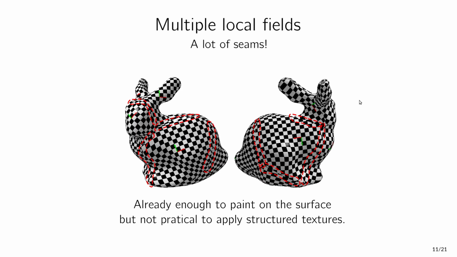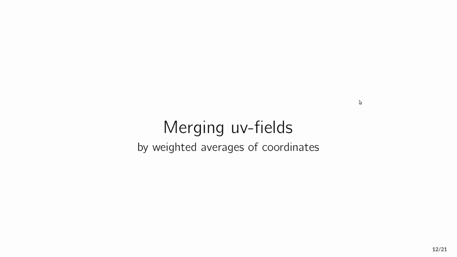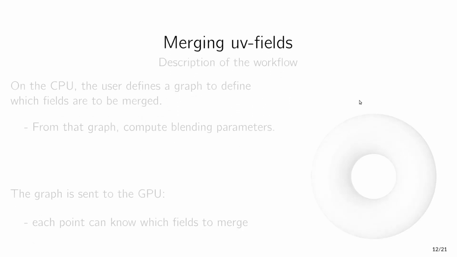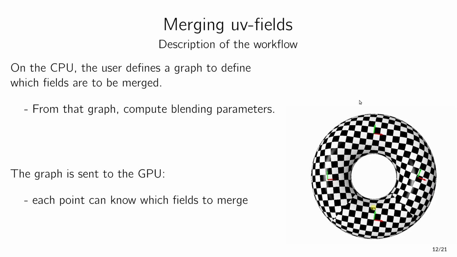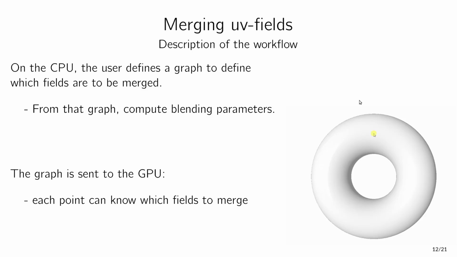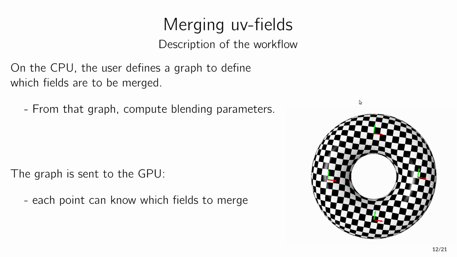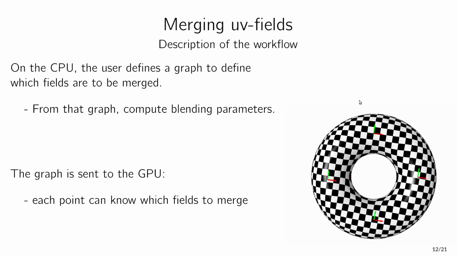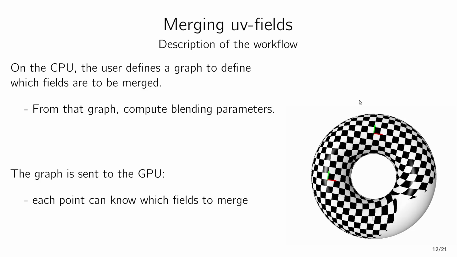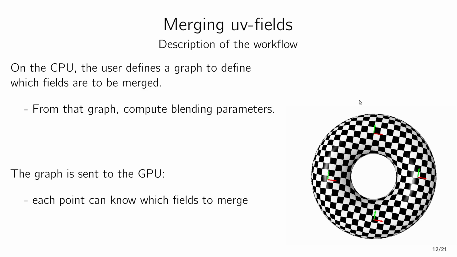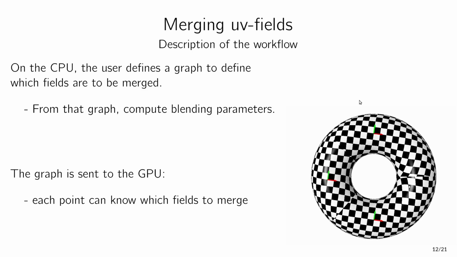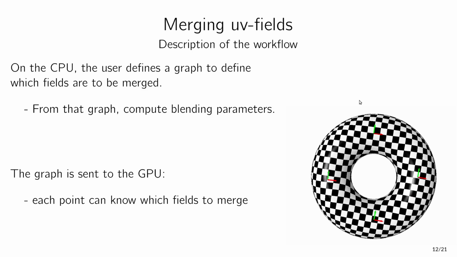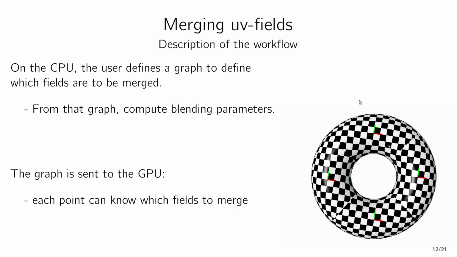And so that's exactly what we are going to build, and it's our main contribution, right? So we are going to merge multiple UV fields together in a way that remains pointwise. And we are going to do that by taking weighted averages of coordinates. But first, very simply in terms of workflow, you can interactively place your seeds on your shape and edit a merging graph to tell which seeds you want to blend together, and this involves some very small computation on the CPU. And once that is done, at each iteration, the graph is sent to the GPU in the shader, so that the algorithm can know which seeds it needs to blend with. Okay, so very simple workflow, very simple to control.